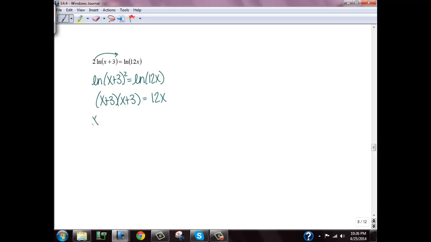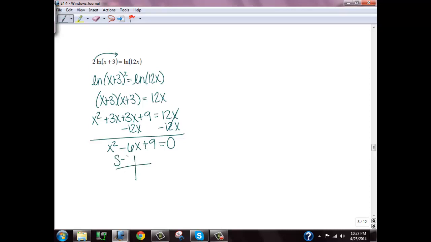So x times x is x squared, x times 3 is 3x, 3 times x is 3x, and 3 times 3 is 9. And then I need to move my 12x term to the other side so that it's all equal to 0. So I have x squared. When I combine my 3x terms, 3 and 3 give me 6, minus 12 gives me negative 6x, plus 9.